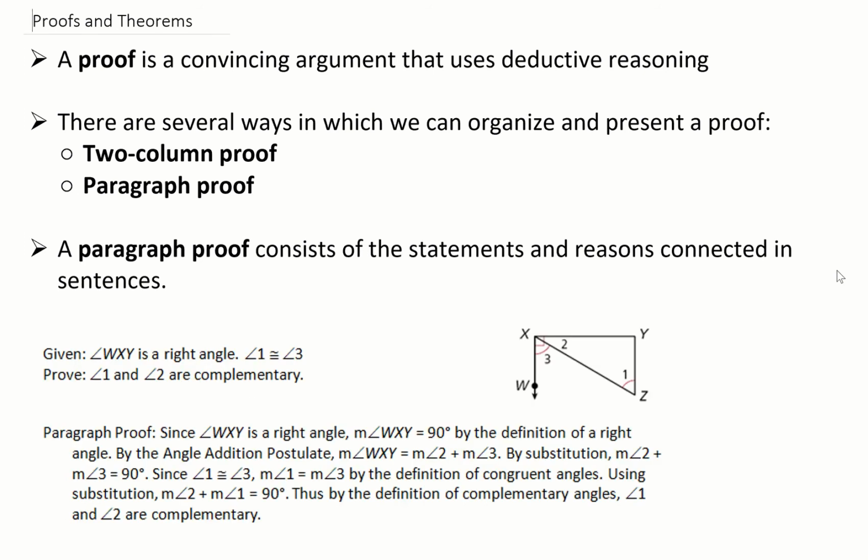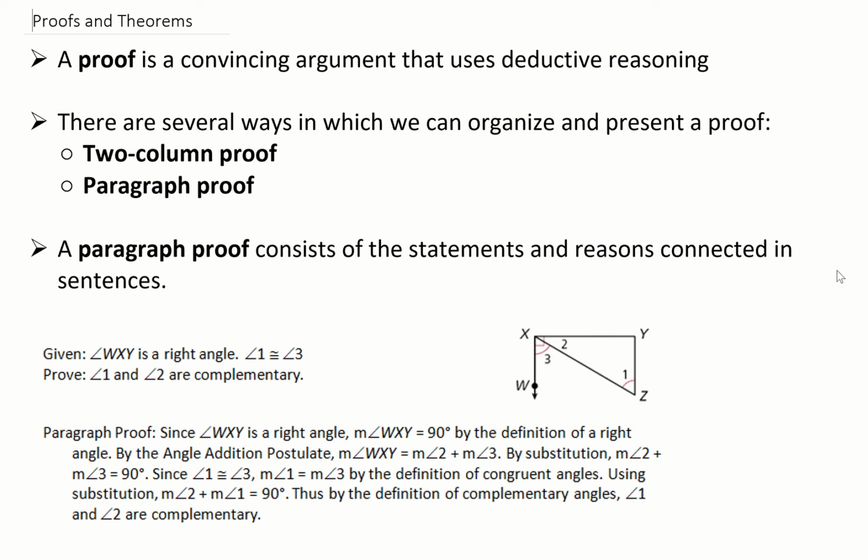The second type of proof is a paragraph proof, and it's basically the paragraph version of the two-column proof. So instead of having the two columns, you just have the statements and the reasons, and you put them in a paragraph, in sentences. So you can convert a two-column proof to a paragraph proof and vice versa. Below is an example of a paragraph proof. The details of the proof are not important at this point. I just wanted you to see an example of how it looks.